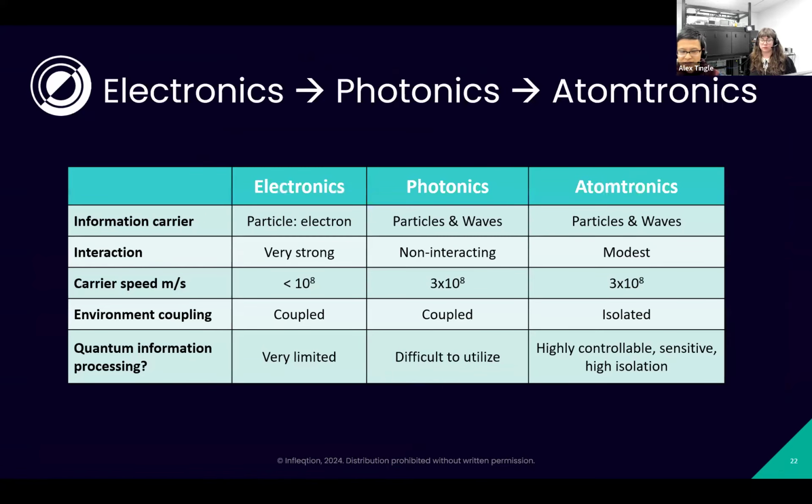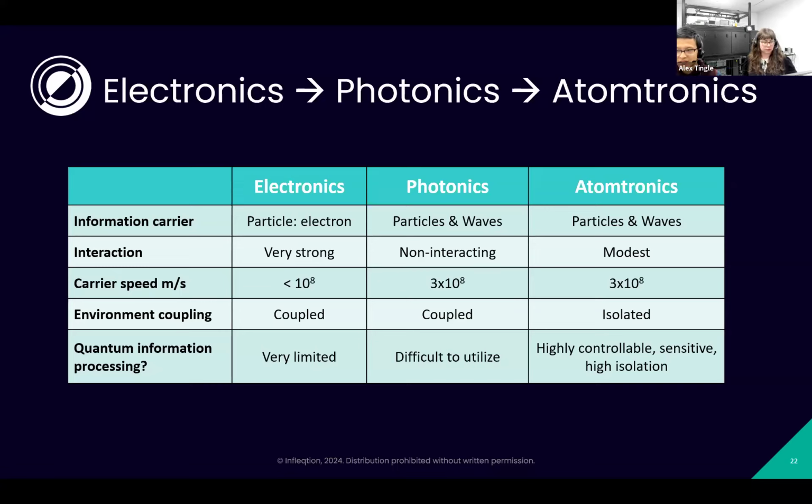So what are the differences? Here we present a comparison of the specs among electronics, photonics, and atomtronic systems. First of all, these manipulate different particles and waves to process information. Electronics use electrons as the information carriers, characterized by strong interaction and a relatively slow speed compared to light, which is about 10 to the 8th meters per second maximum.